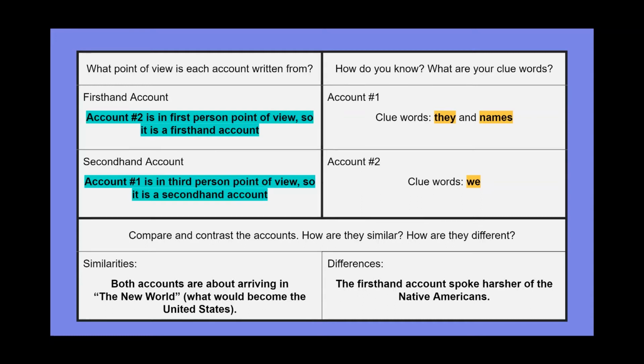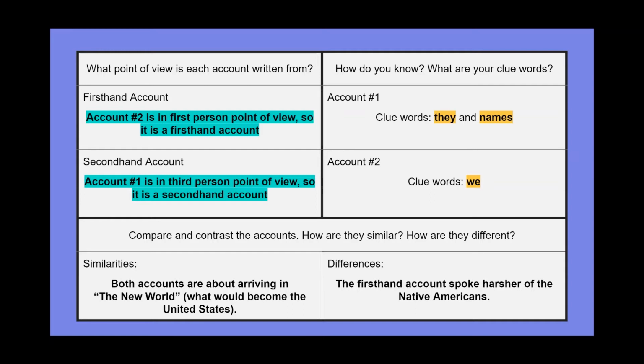When we answer the question, how do you know, what are your clue words? Our first passage, if we look back at it, the clue words were "they," and then there were names. That's how I know that it was a third-person point of view and a second-hand account. And account number 2, our second passage, the clue words were "we." There were several of the word "we" in the second passage, and "we" is a clue word for first-person point of view, so that was our first-hand account.